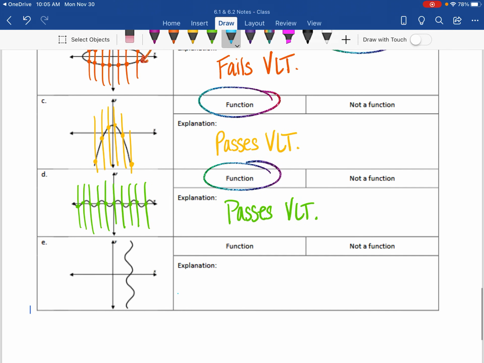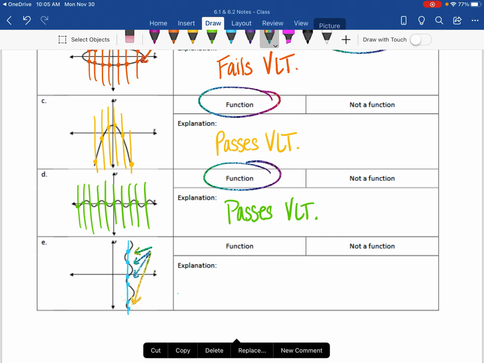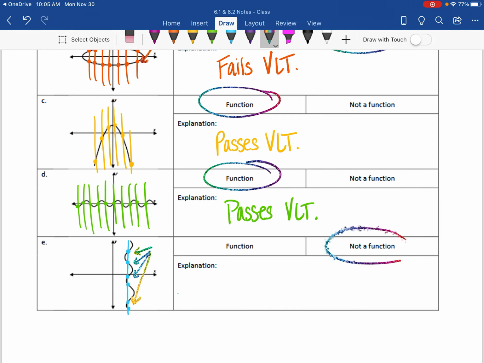Okay, our last one. I'm not going to draw a lot of lines. I only need to draw one. And we can see that one vertical line touches in multiple spots. Okay, so this is not a function, and it is not a function because it fails the vertical line test. Okay. So that's it, short and sweet.